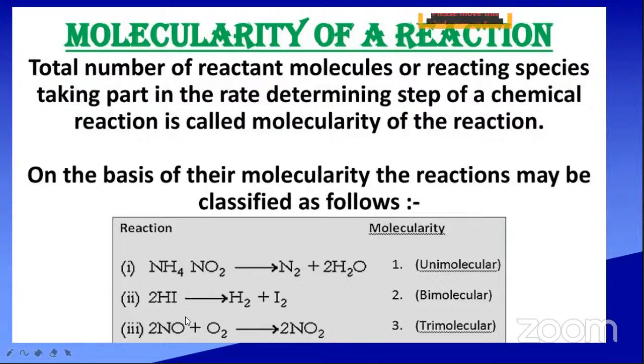If two reacting species are involved, as in 2HI, hydrogen iodide, the coefficient 2 indicates that two species are present. That's why it is a bimolecular reaction. Here there are two NO species and one oxygen species. Three species are present, so this is a termolecular or trimolecular reaction.